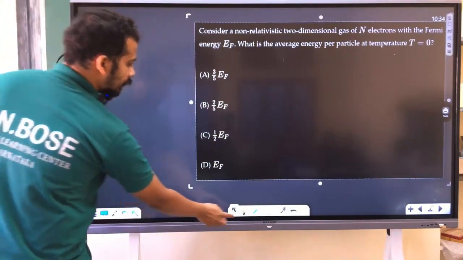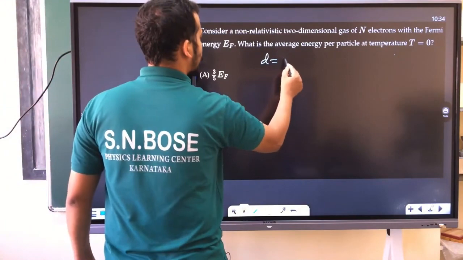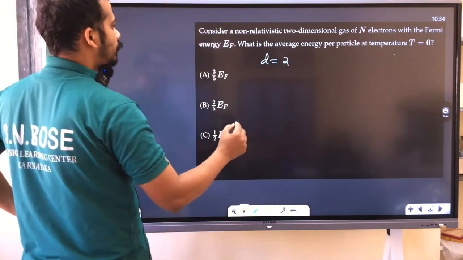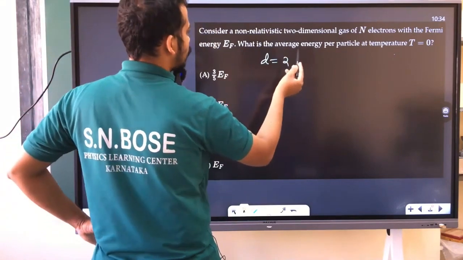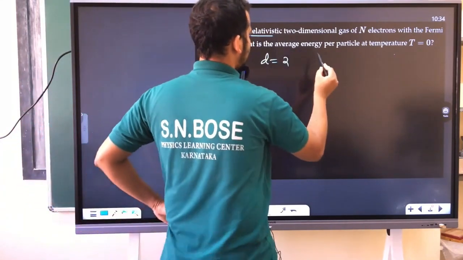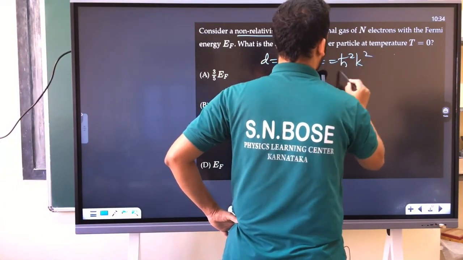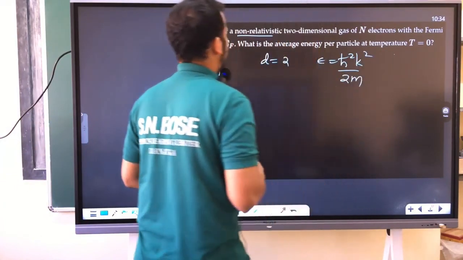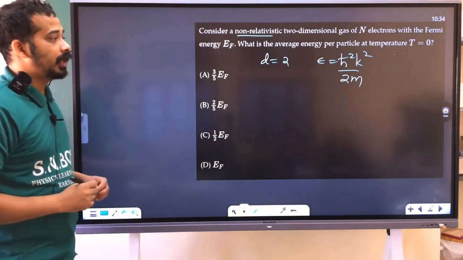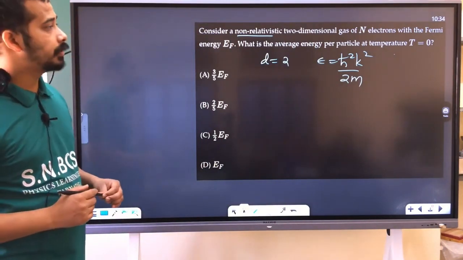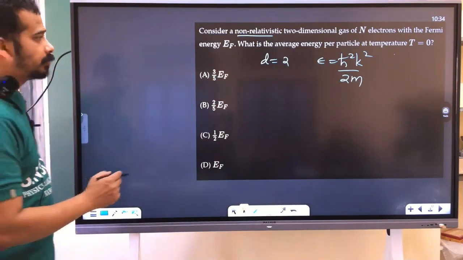Yeah, I think this is one more question. Consider a non-relativistic two-dimensional gas, d equal to 2, of N electrons with Fermi energy EF. Two-dimensional gas, non-relativistic. That's why E is equal to ħ²k²/2m. I'll take it like this. What is the average energy per particle at T equal to 0 degree Kelvin? That means what you have to do?